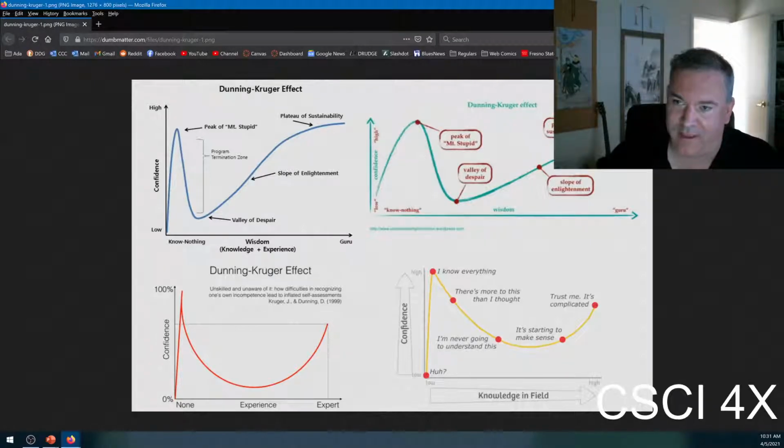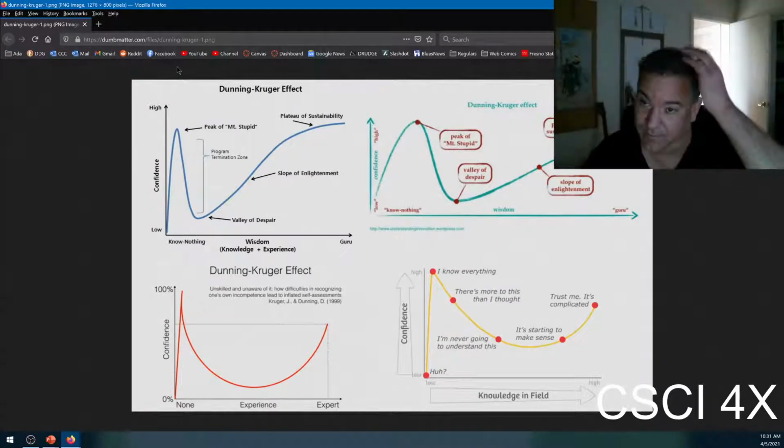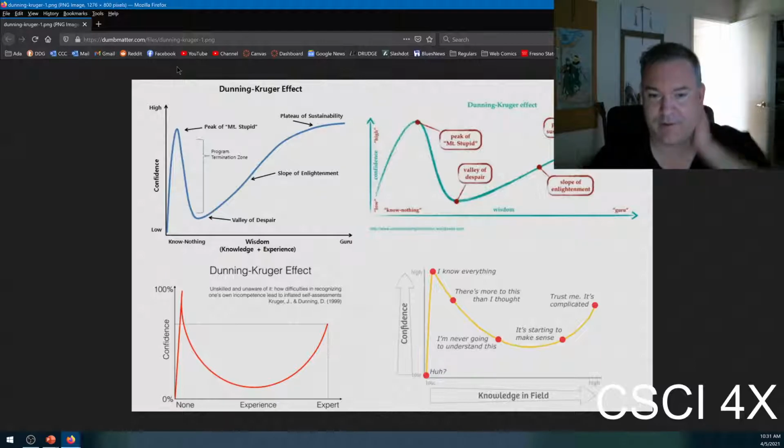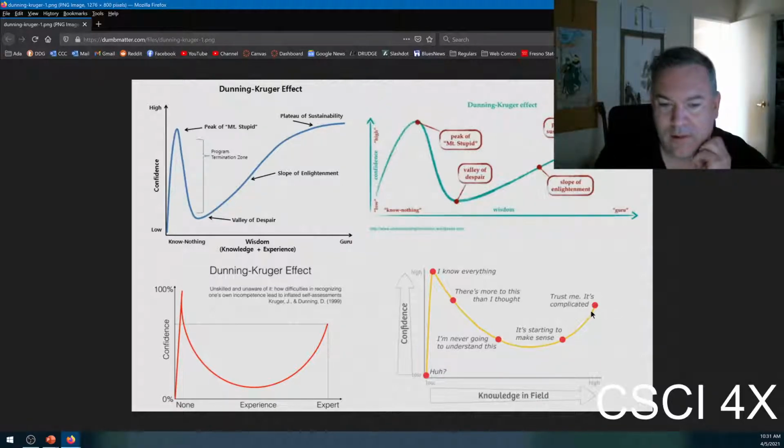And so a lot of times people say there's 10,000 hours. You have to put 10,000 hours into something to master it. It's not exactly accurate, but it kind of gives you an idea of the scope of what it takes to master something. And so what the Dunning-Kruger effect is, is that people's confidence in a subject is oftentimes overstated, especially if you're kind of ignorant.